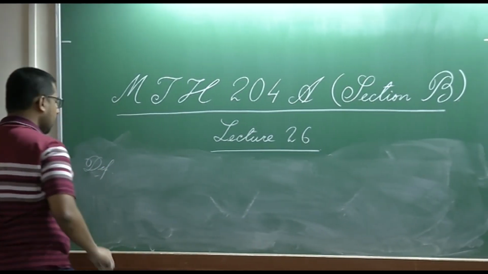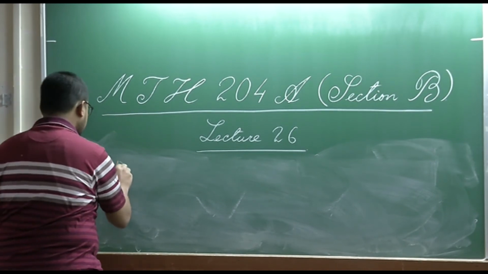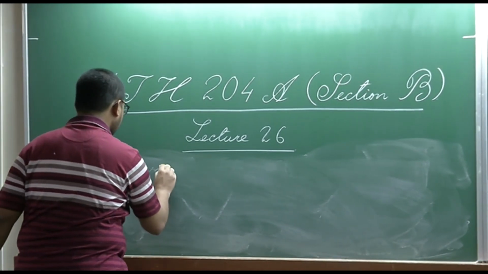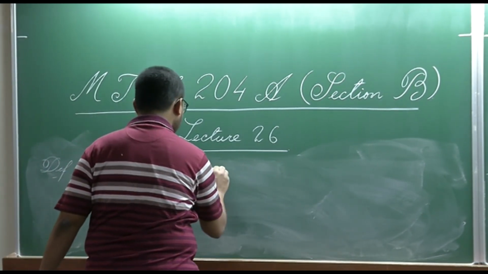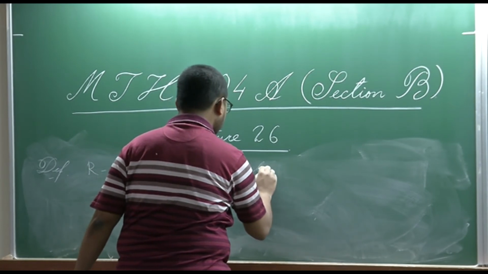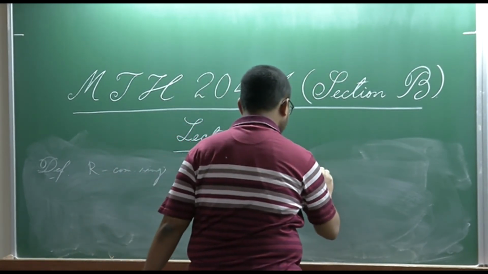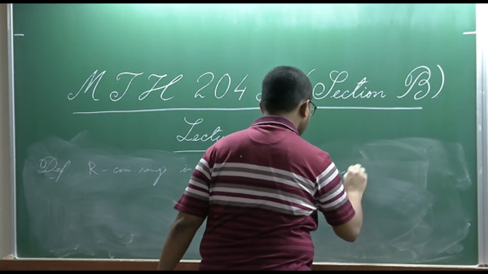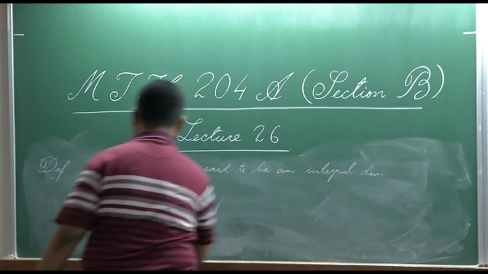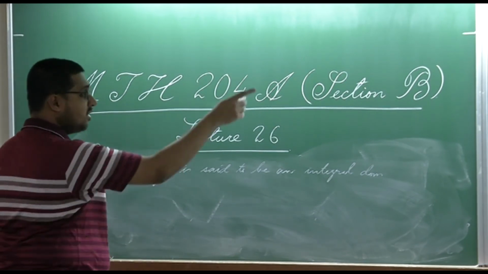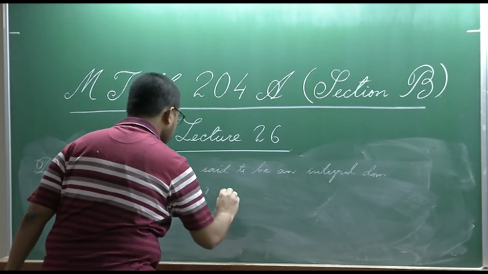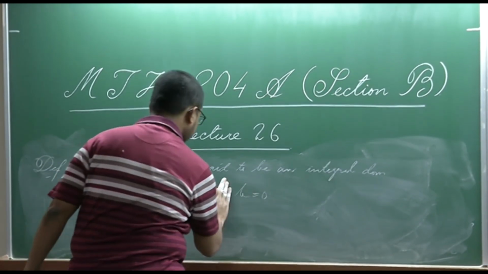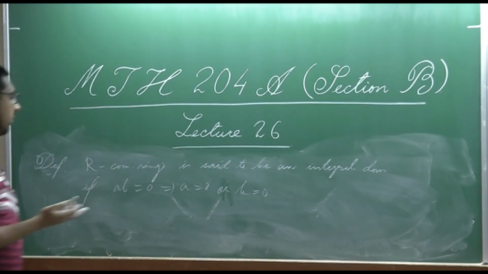Definition: let R be a commutative ring. It is said to be an integral domain if ab equal to 0 implies either a equal to 0 or b equal to 0. Okay. So, whenever a product vanishes, one of the factors must vanish.